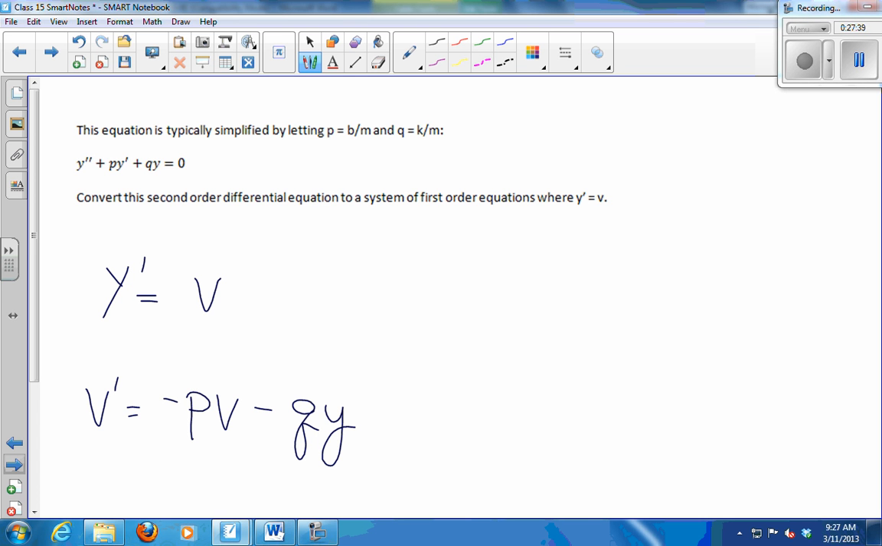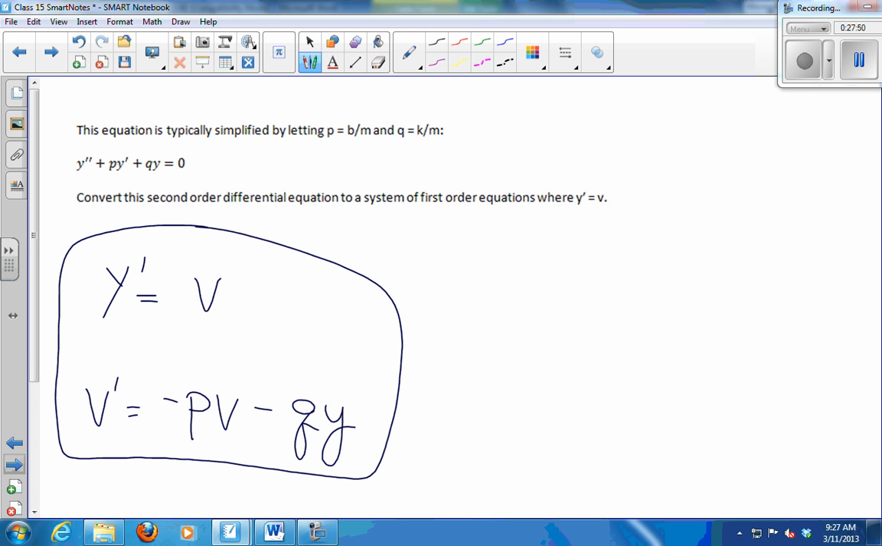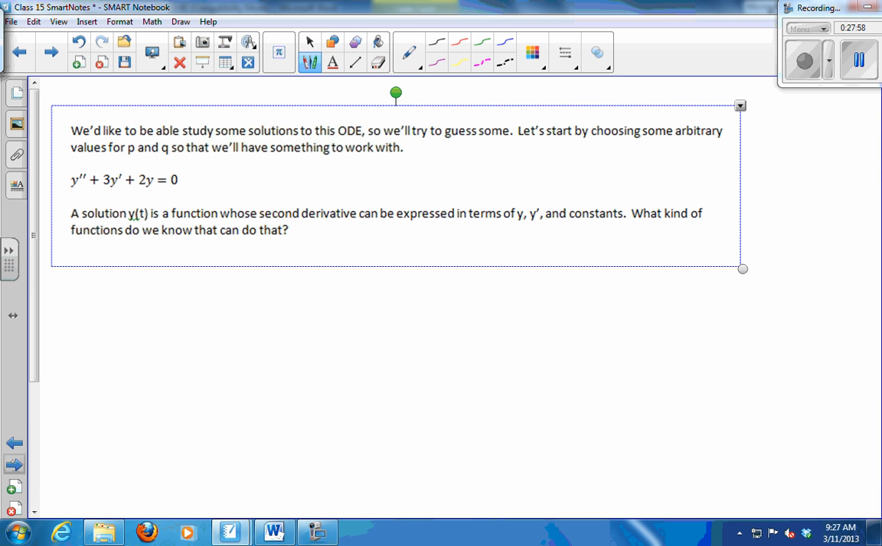Does that make sense? All right, so there's my system. Now I have a system of first order equations. So I would like to be able to study some solutions to this ODE. So we're going to have to try to guess some. We're going to choose some arbitrary values of P and Q just so that we have something to work with, something to guess with.